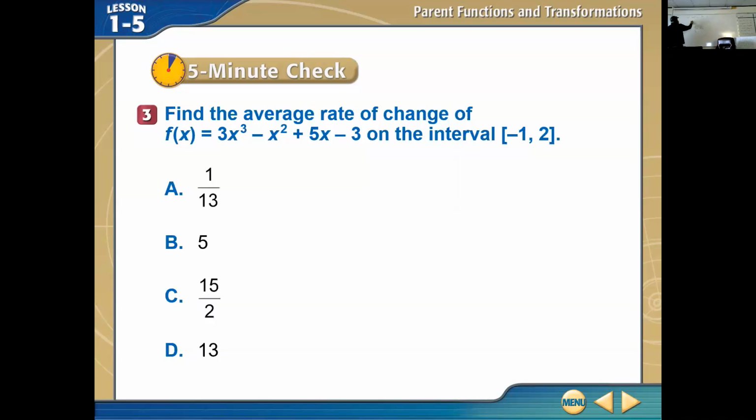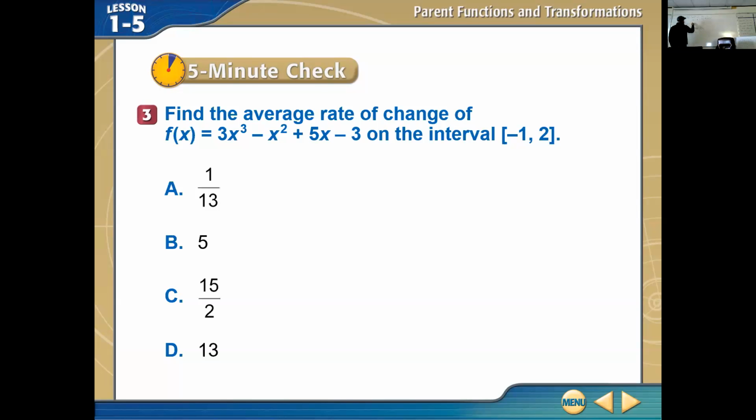2 cubed is 8. 2 times 2 is 4, times 2 again is 8, times 3, that's 24, minus 2 squared, which is 4, plus 5 times 2, which is 10, minus 3. So I have 24 minus 4 to make 20, plus 10 to make 30, minus 3 to make 27. Yep.